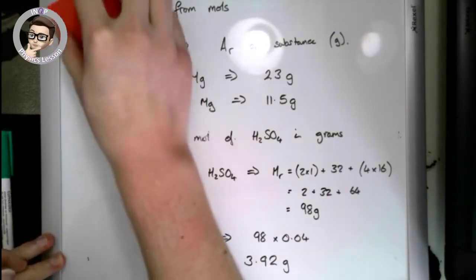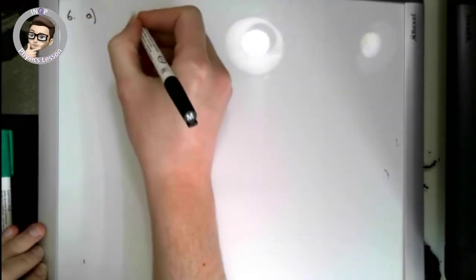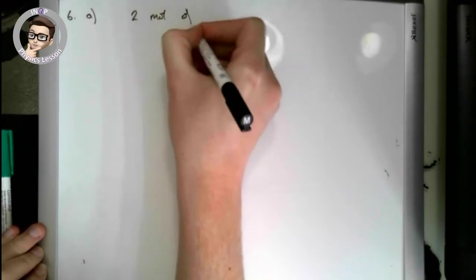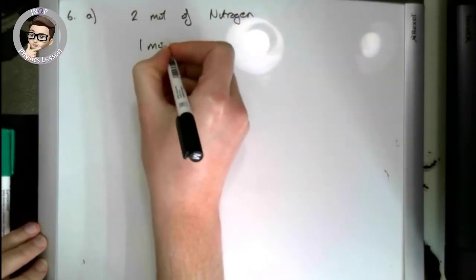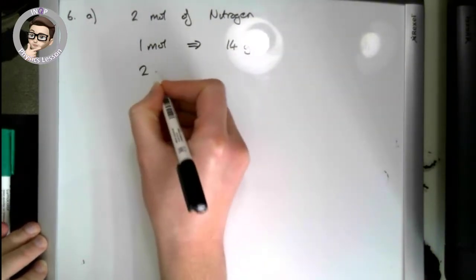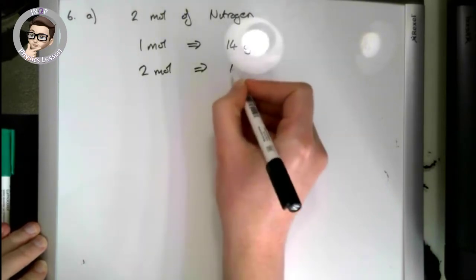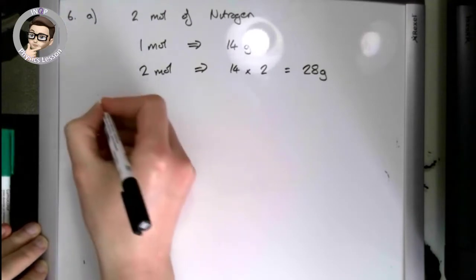Okay, welcome back. Let's go through some answers. Let's make sure you're able to do these questions. So we'll start with the first one. It's always a good place to start. Question 6, part A. We want 2 moles of nitrogen. 1 mole of nitrogen would give me 14 grams. So 2 moles, I'm going to double it, is going to give me 14 times 2, which is going to be 28 grams of nitrogen.